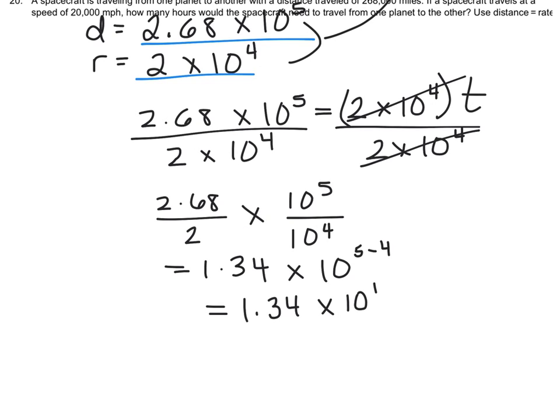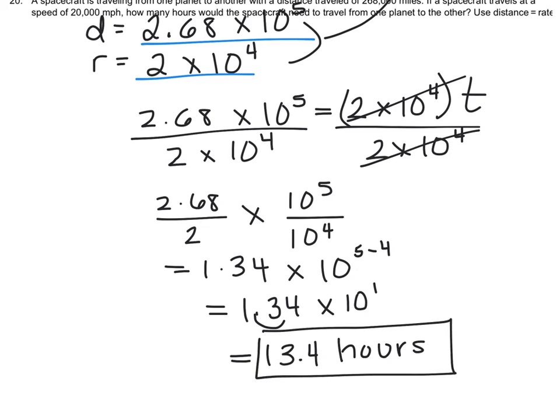Our answer in scientific notation is 1.34 times 10 to the 1st power. If we wanted to take this number out of scientific notation, we would just move the decimal one place to the right. So our answer out of scientific notation is 13.4. This number represents the number of hours that it will take to travel from one planet to the other. And 13.4 hours is our final answer.